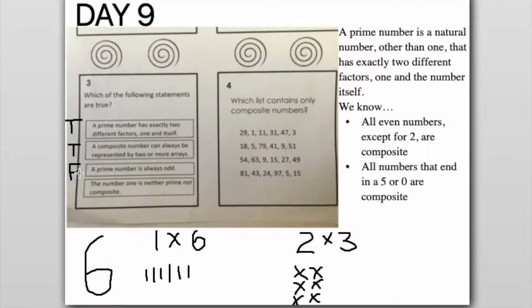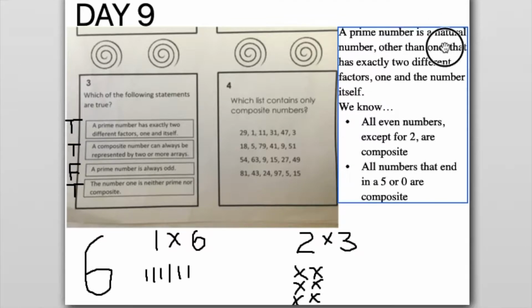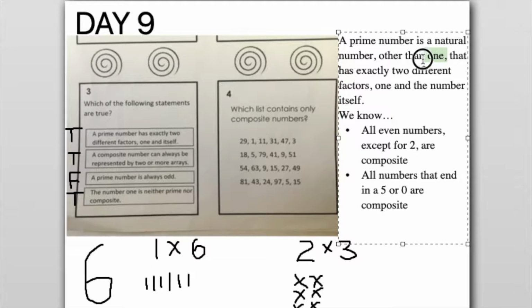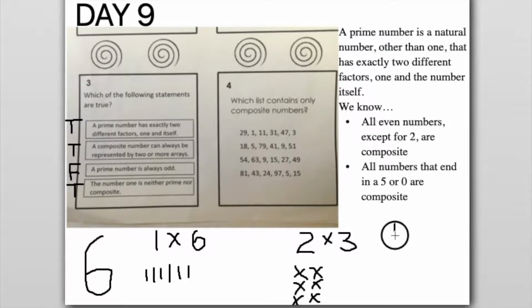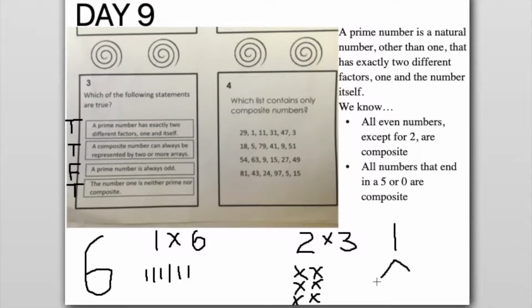The number 1 is neither prime nor composite. That is true as well. If you look over at our definition, a prime number is a natural number other than 1. One is not included in the prime numbers. However, when you factor 1, you can't get anything other than 1. So this is also true.